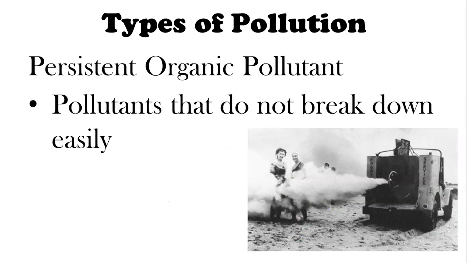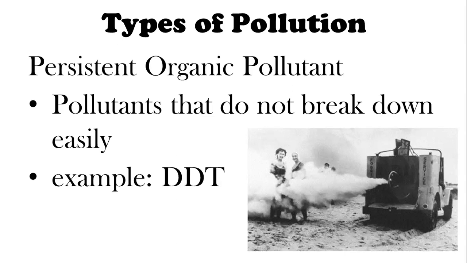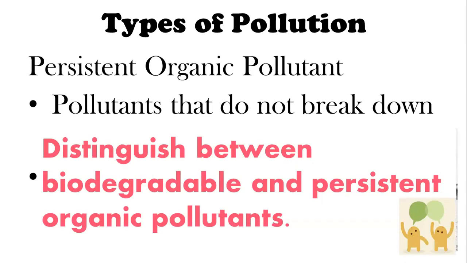Then you've got your POPs. These are resistant to breaking down and they can remain active in the environment for a very long time. POPs can cause some significant damage to the ecosystem. One main example that we're going to take a look at later is a pesticide called DDT. We should be able to distinguish between biodegradable and persistent organic pollutants.